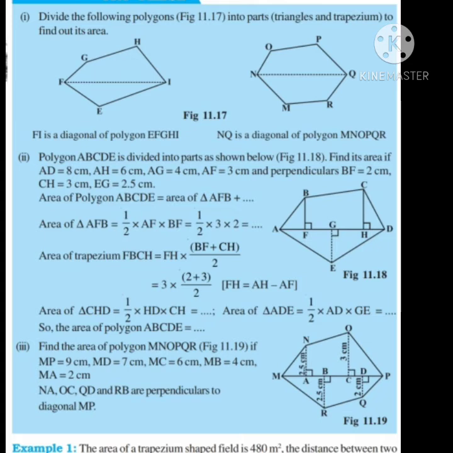Okay, similarly, see the other polygon MNOPQR. After joining the vertices N and Q, we get NQ as the diagonal. Okay, you don't have to solve these two sums, you just have to divide it. Now see the second and third sum.